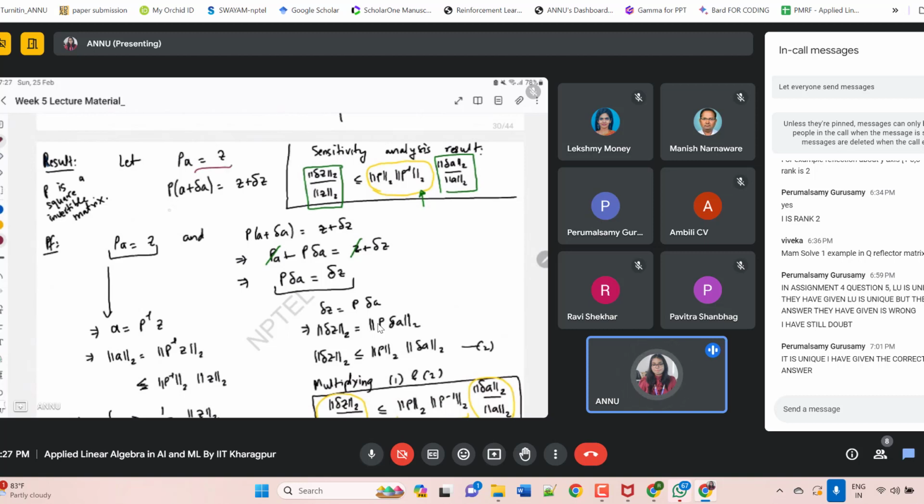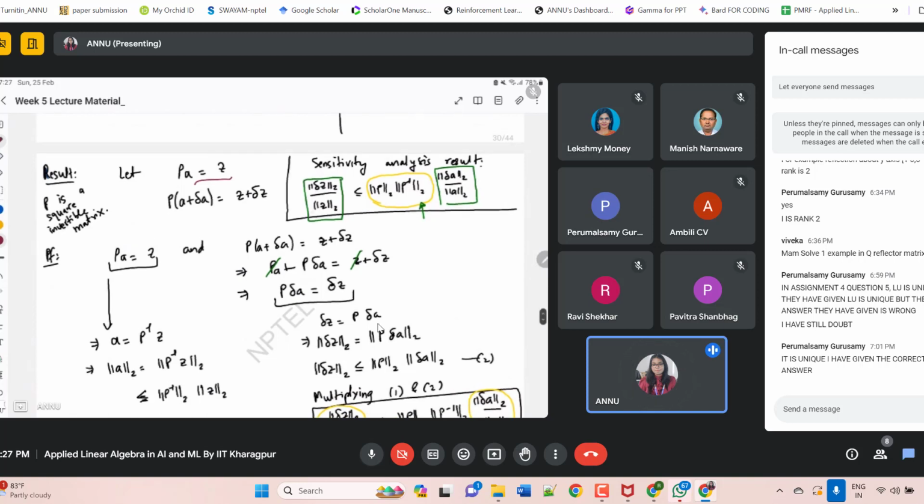Now, let's take the example PA equals Z. If we multiply P into A plus delta A equals Z plus delta Z, the sensitivity analysis result shows this: the norm of delta Z over the norm of Z should be less than or equal to the norm of P times the norm of delta A over the norm of A. P is a matrix, and you are multiplying it with A. So this is the actual sensitivity. Please remember this, and this is also called the condition number.